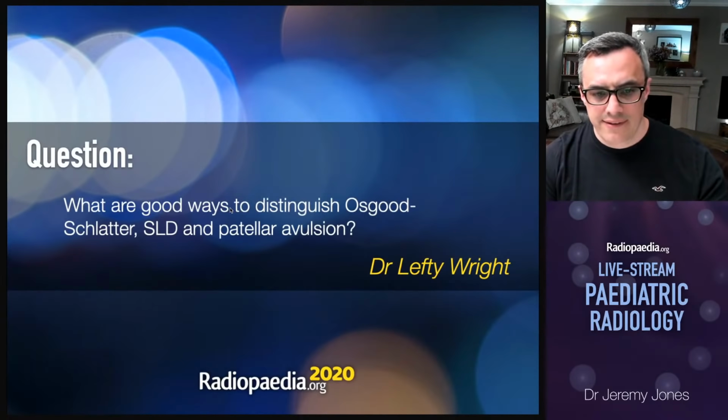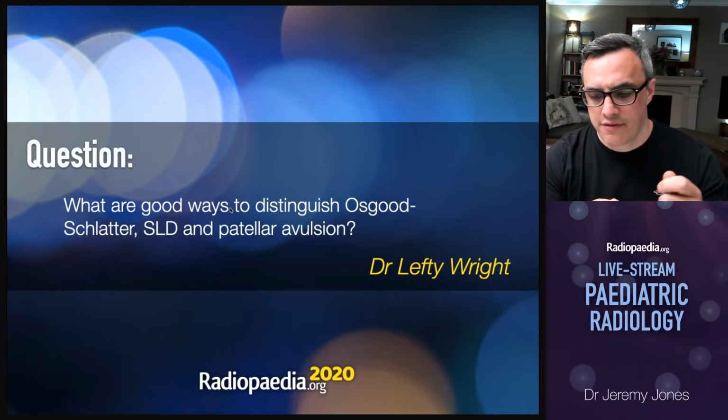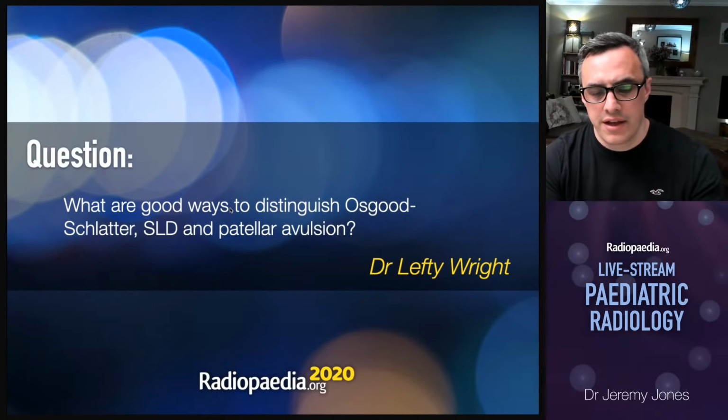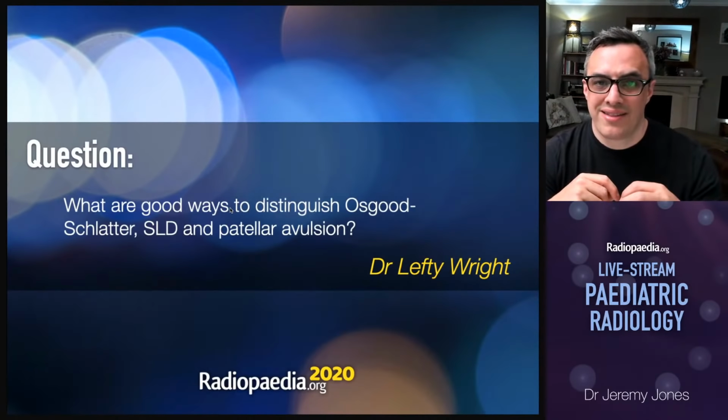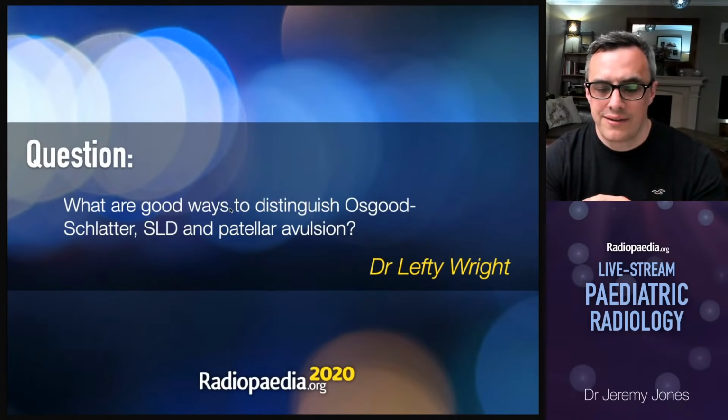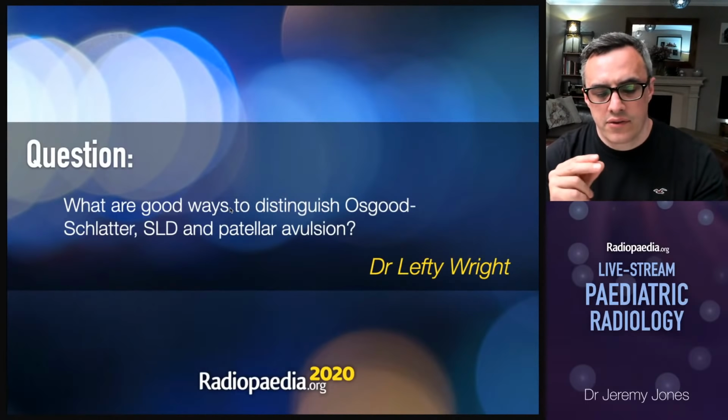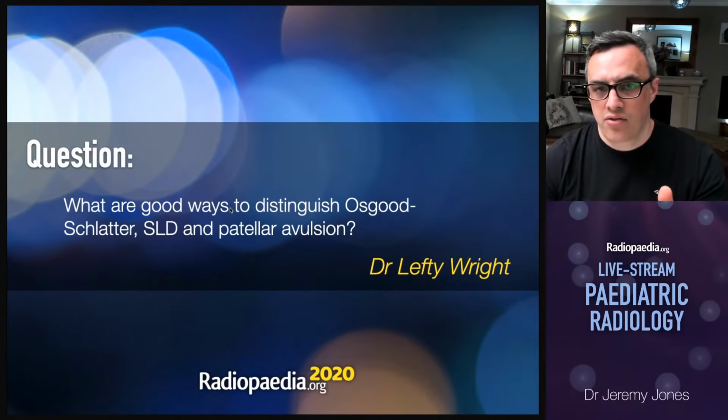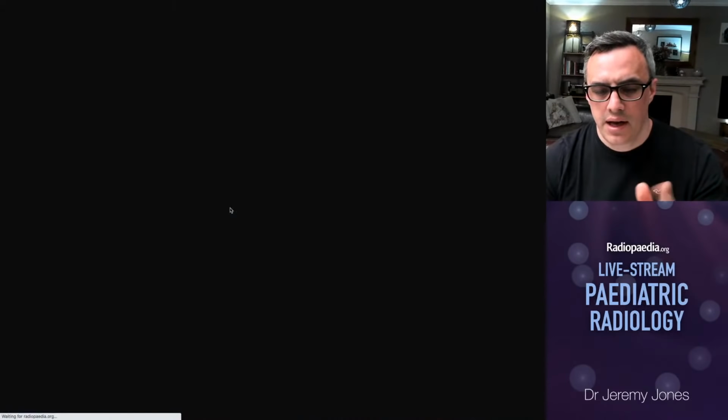So Osgood Schlatters and Sinding-Larsen are repetitive strain injuries, repetitive tug injuries at either end of the patellar tendon, Osgood Schlatter distally, where the patellar tendon inserts into the tibial tuberosity, and Sinding-Larsen, where it inserts into the patella. So again, this is one of the situations where I don't think that when we do an x-ray in these kids, we're actually looking for the diagnosis. And let me tell you why.